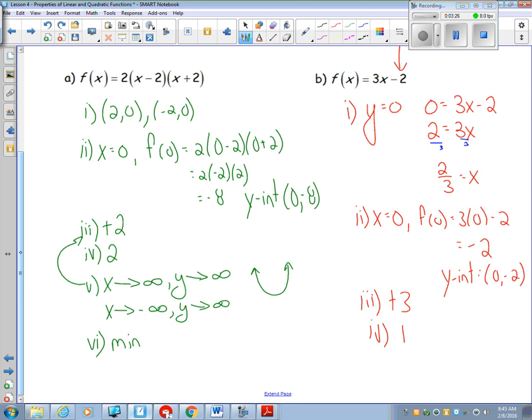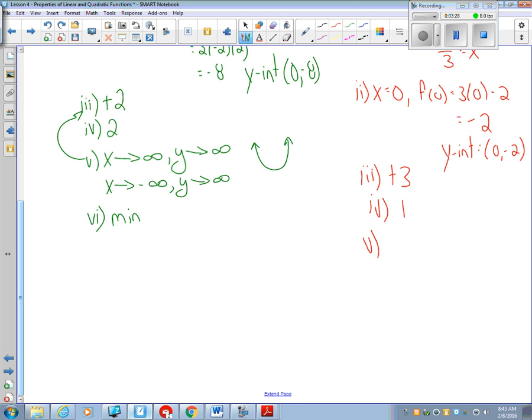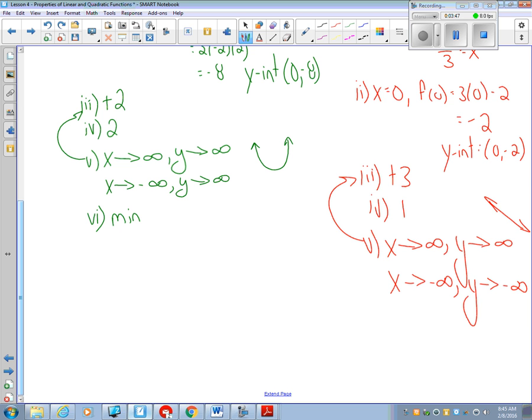Okay, our end behavior. What happens as I go to the right? Well, we said we had a leading coefficient of positive 3 here, so my y's have to go up. As I go to the left, it's a line, right? A line is going down to the right. It kind of means it's going up to the left. So I know it's going to go up to the left.